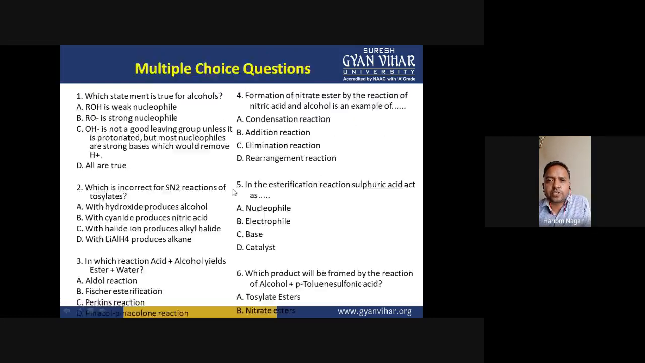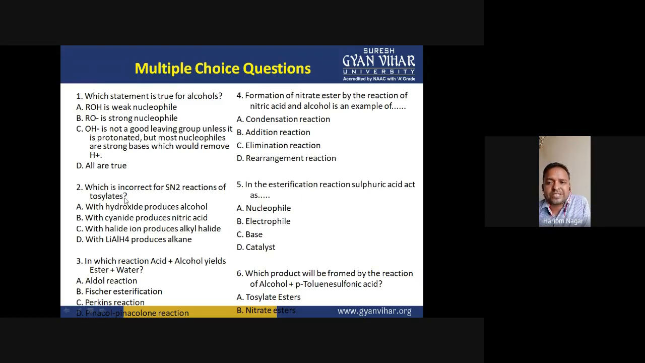Now the multiple choice questions. The first question is: which statement is true for alcohol? RH is a weak nucleophile, R minus is a strong nucleophile, OH minus is not a good leaving group unless it is protonated, but most nucleophiles are strong bases which would remove H plus ion. So all are correct actually. All the things are correct about the alcohol.